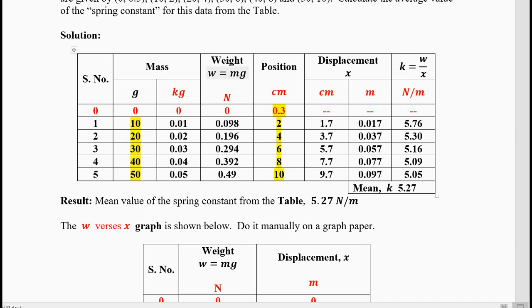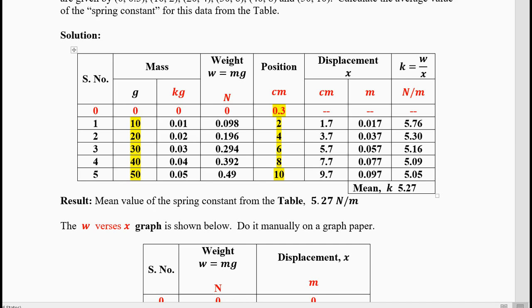Now calculate the weight. Weight equals mg. Now 10 into 0.01 into 9.8 is 0.098. 0.05 into 9.8 is 0.49. Do not round off right now. Then the positions are 0.3, 2, 4, 6, 8, 10.